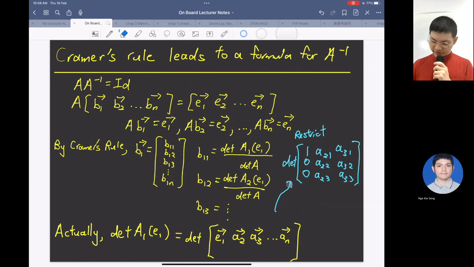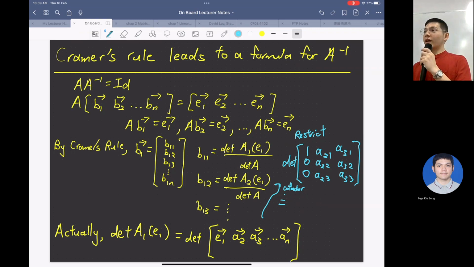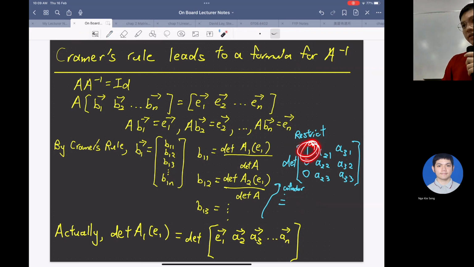What method can you use? You can use cofactor expansion. In particular, which row or column do you want to use? The first column, which is the standard basis, because it has the most zeros. You only need to do one calculation here because there's only one nonzero entry, so you expand along here.